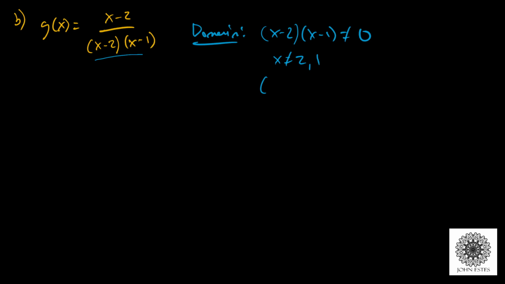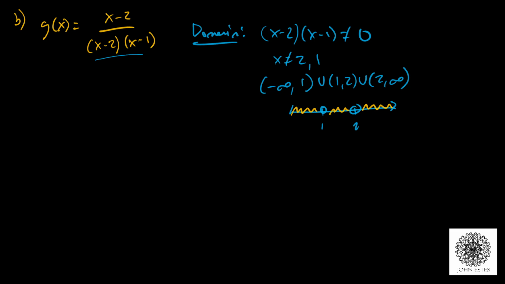Alright, so if you want to write that in interval notation, you can say negative infinity to 1, and then 1 to 2, and then 2 to infinity. Okay, that means you take your number line, you cut out 1, and you cut out 2. But anything else works, just those points will not. Okay, so that's my domain.